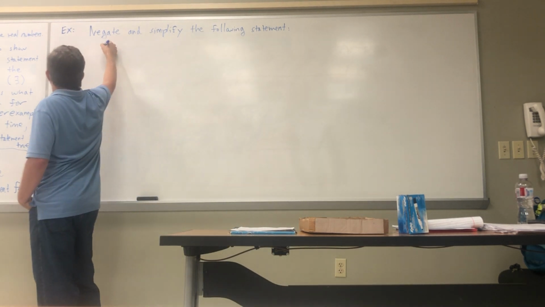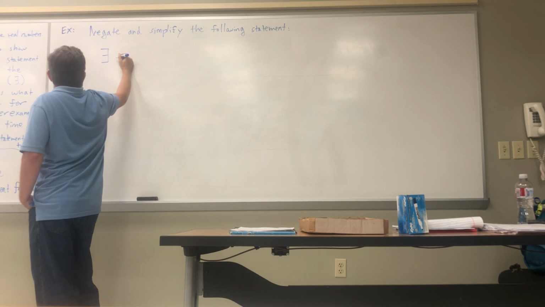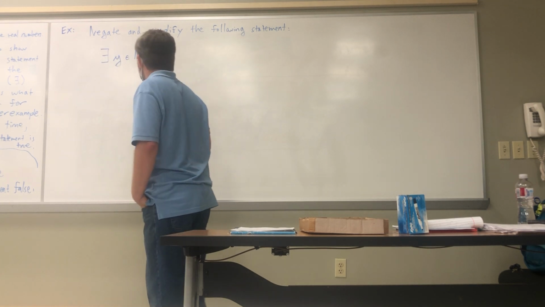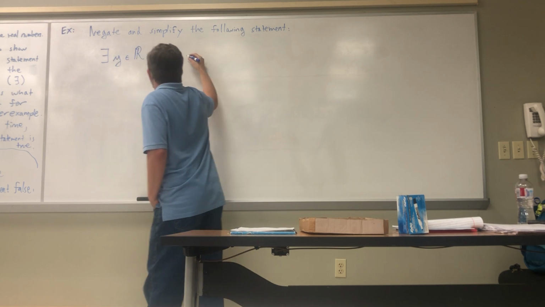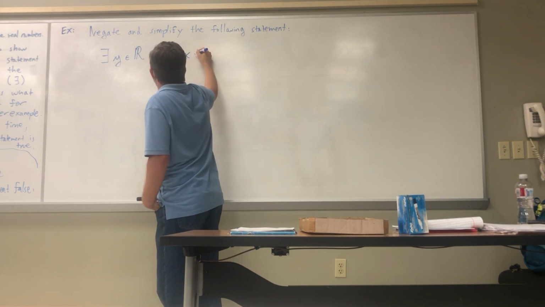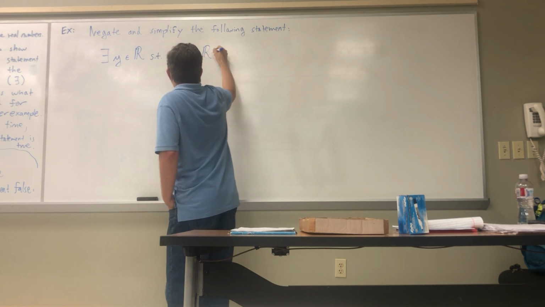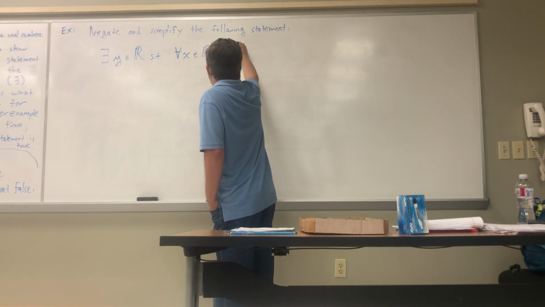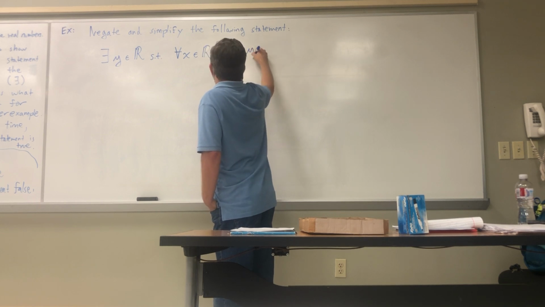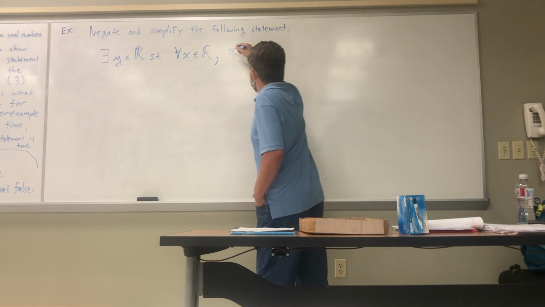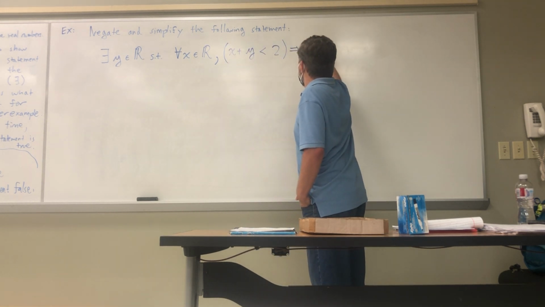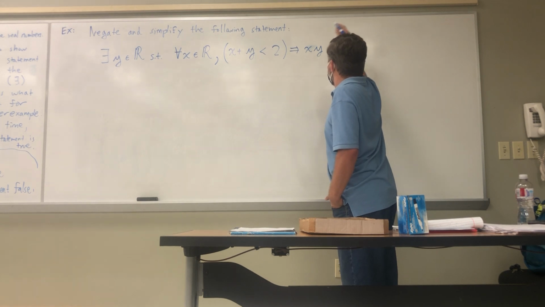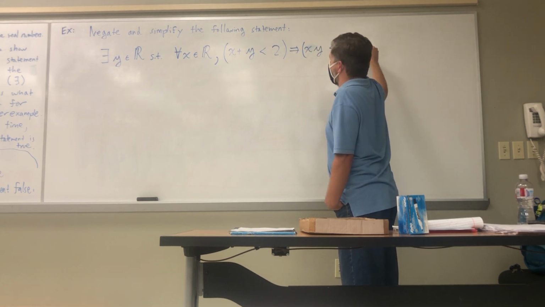Okay, so this time I'll write the statement. There exists y element of the real numbers such that for all x element of the real numbers, comma, x plus y less than 2 implies x times y is less than 10. Period.